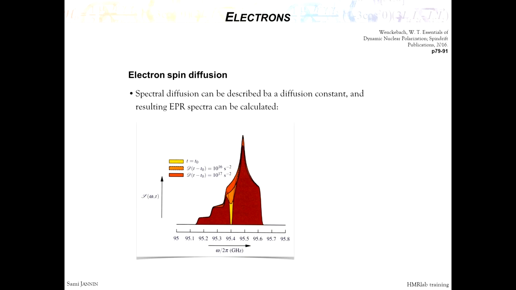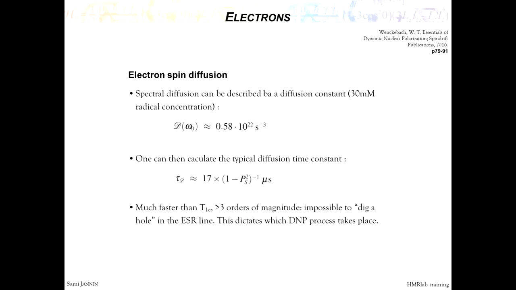There's really a lot to learn from the book. So these are for arbitrary diffusion constants that were calculated for very, very small dipolar coupling. In reality, in our samples, if we calculate the diffusion constant for 30 millimolar concentration, and I did not do it, Vaneeckhaute did it, so we have to trust him, it's 0.58 times 10 to the 22 second to the minus 3.